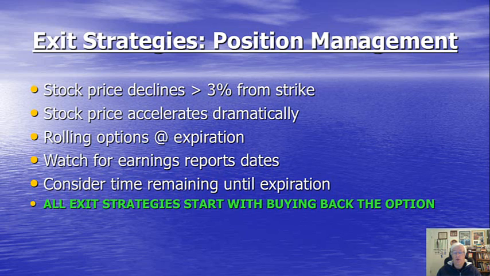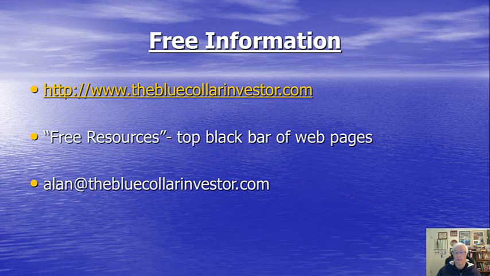You may want to roll your option at expiration to avoid exercise. You have to be careful, though, of earnings reports if you do that, because you don't want to move your position into the next month if there's an earnings report due out that month. Considerations include time remaining until expiration, because certain exit strategies are appropriate in the first half of the contract, others are most appropriate as the contract is about to expire. And once again, all exit strategies start with the very same thing. You buy back the original option that was sold, and that will eliminate the option obligation.